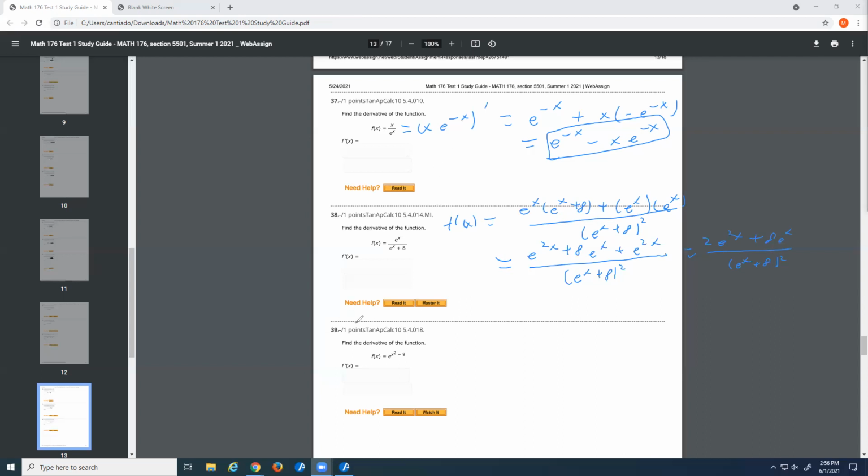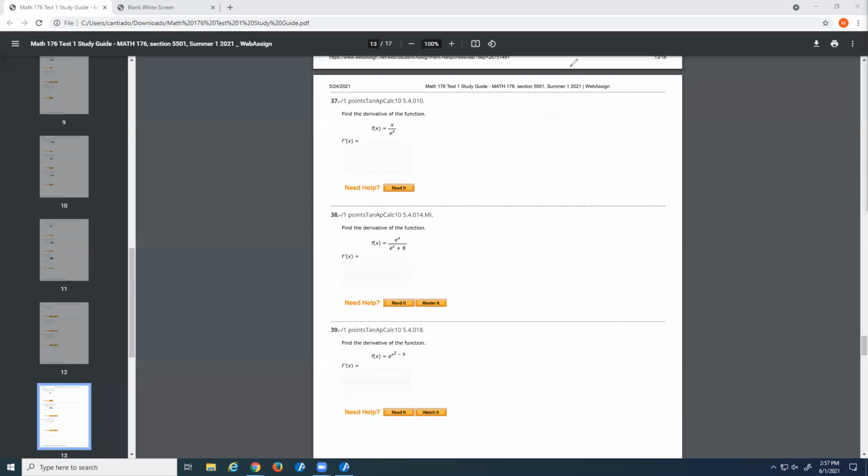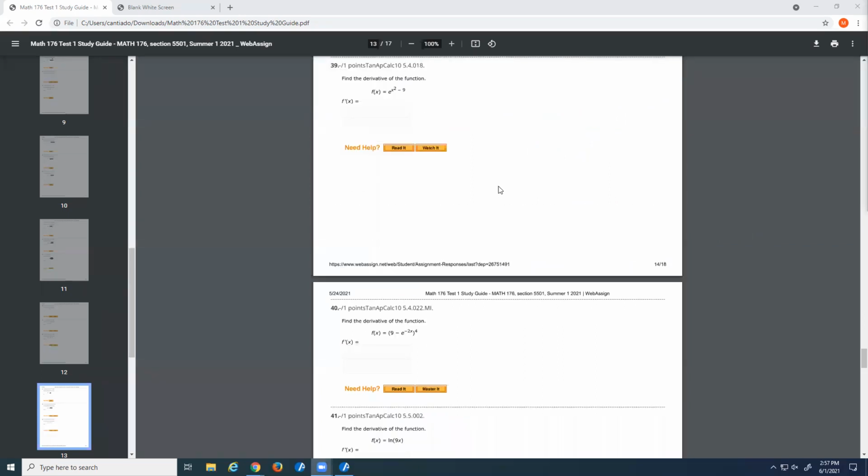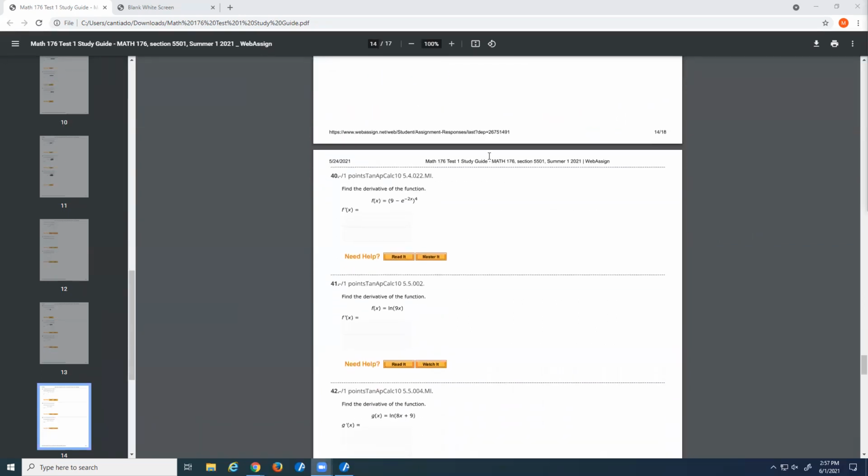For number 39, it's going to be very similar to some of the other ones, but instead of a linear, you have a quadratic in the power of the exponential. So you have to evaluate that chain rule a little bit differently, but it should be pretty similar. Just making sure to multiply by the derivative of the inside.